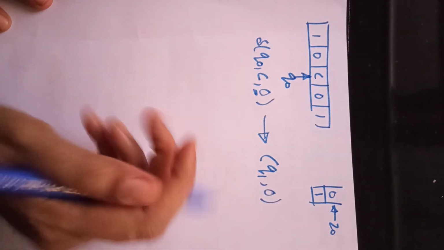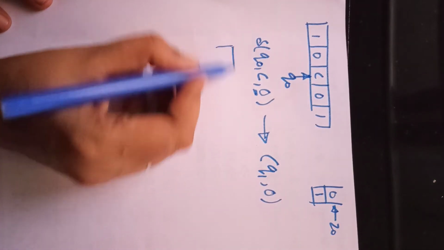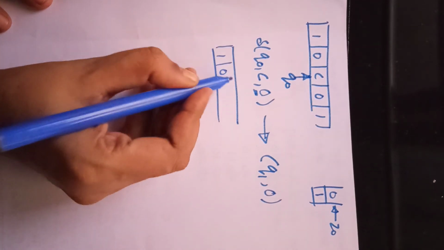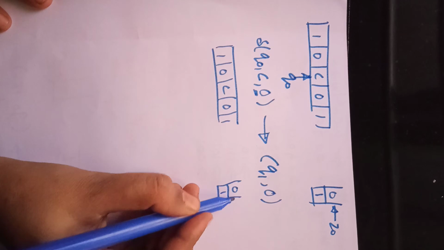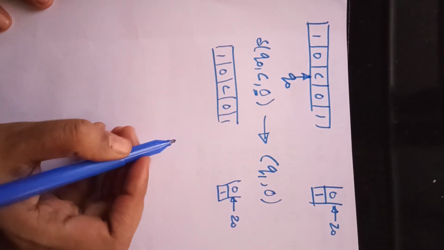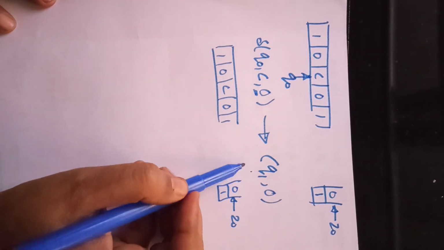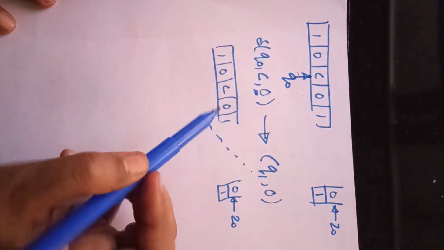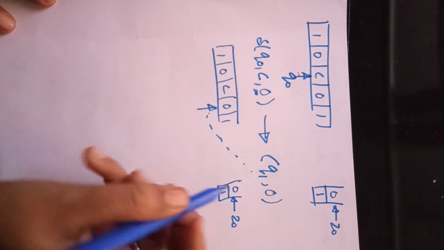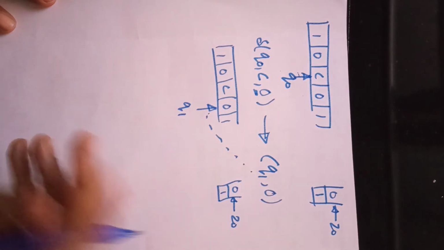Now we are going to redraw it. After redrawing, as it is a no operation, we are not going to see any change in our diagram. The only thing that changes is the resultant state. Here the pointer was pointing to C. Now it is going to move forward by 1 position, and it is going to represent q1.